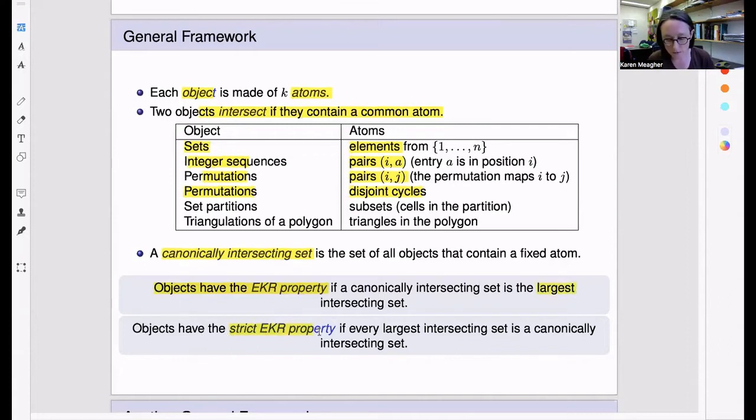And we can say they have the strict EKR property if not only are the canonical ones the largest, but they're the only sets that are the largest. And so now we've got a pretty general framework to talk about EKR theorems. Anytime you can set something up like this, you can start asking for EKR type results.